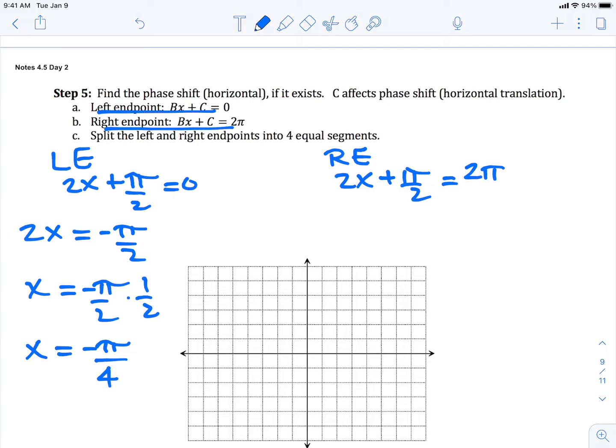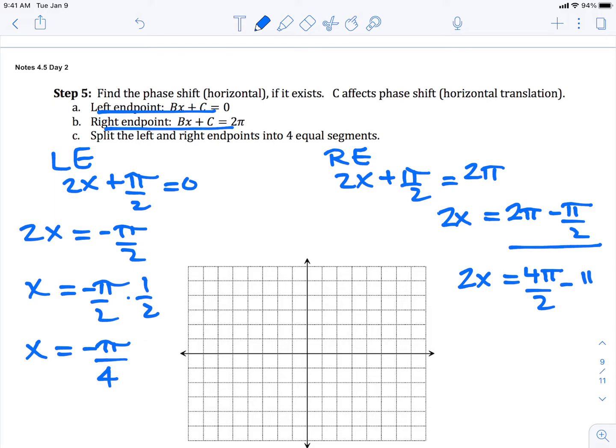And we'll do the same thing with the right endpoint. We're going to subtract pi over 2 from both sides. We do need to simplify this right side, so we have to change that 2 pi so it has a denominator of 2 in the bottom. So I'm going to have to change that 2 pi to 4 pi over 2. 4 pi divided by 2 is 2 pi. Subtract, and you get 3 pi over 2.